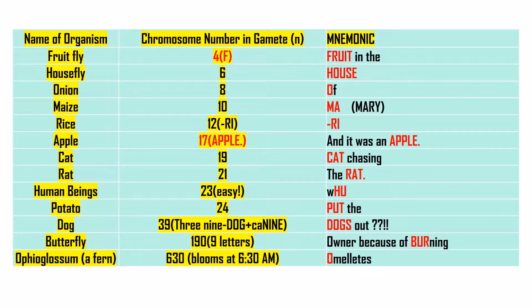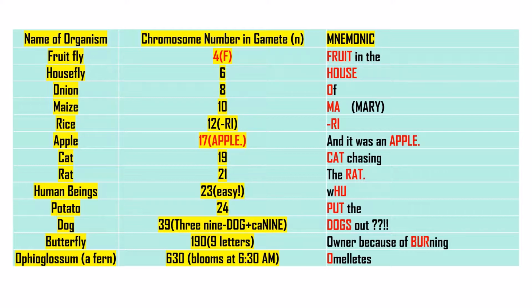Now if you see the gamete number, it starts from 4. The chromosome number in the gametes for fruit fly is 4, because 4 starts with F, and fruit fly also starts with F. So that's how you start it. Then from 4 you go to 6, then 8, then 10, then 12. So you have a difference of 2, you're increasing by 2 up to 12, because that's where the name Mary ends. So it's basically the second part of MA and then RI.